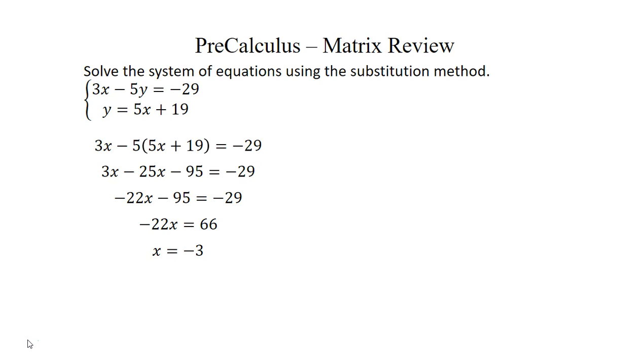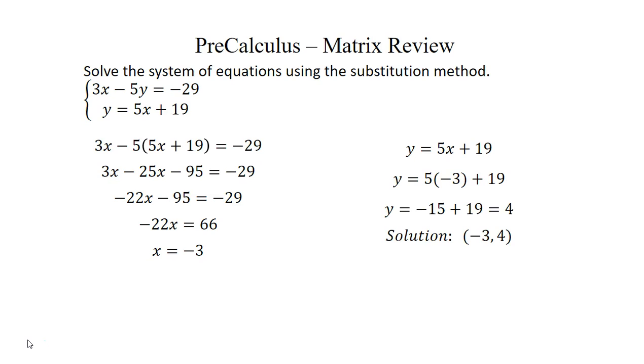Now for our next step, we're going to find y. So we're going to put the negative 3 for x into one of the equations. And I'm going to put it in the second equation because it looks easier to solve for y. So where I have 5 times x plus 19, I'm going to replace that x with negative 3 and solve for y. And I get my solution set.